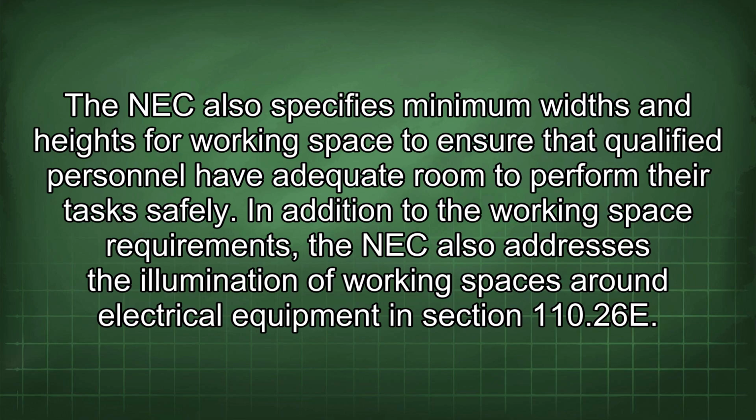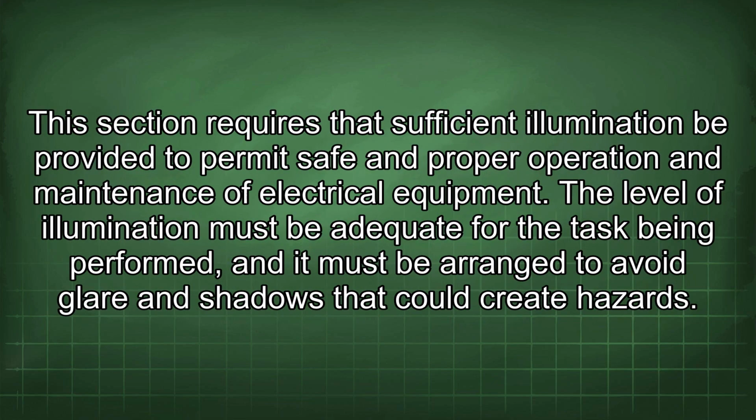The NEC also specifies minimum widths and heights for working space to ensure that qualified personnel have adequate room to perform their tasks safely. In addition to the working space requirements, the NEC also addresses the illumination of working spaces around electrical equipment in section 110.26(D). This section requires that sufficient illumination be provided to permit safe and proper operation and maintenance of electrical equipment. The level of illumination must be adequate for the tasks being performed, and it must be arranged to avoid glare and shadows that could create hazards.